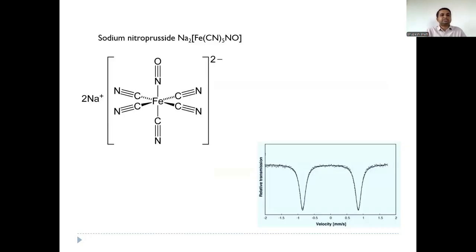Let's consider one more case, that is sodium nitroprusside, Na2[Fe(CN)5NO]. If all the ligands are cyanide ligands, then we will have octahedral geometry, and in that case we may observe only one signal. But since we have one nitrosyl ligand, NO plus, it is going to affect the peak position and number of peaks in the Mossbauer spectroscopy, and that's why instead of one signal, we will get two different signals in the Mossbauer spectrum of sodium nitroprusside.